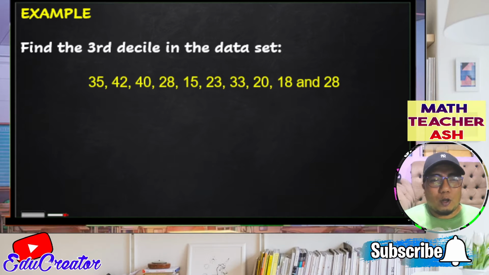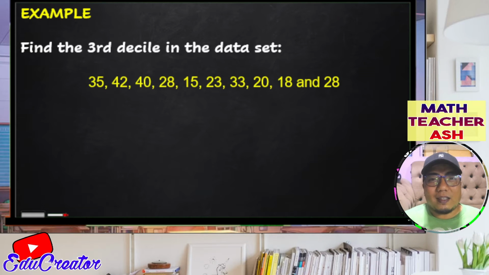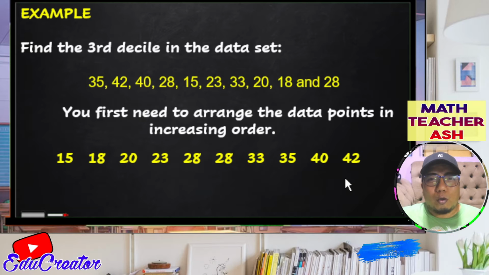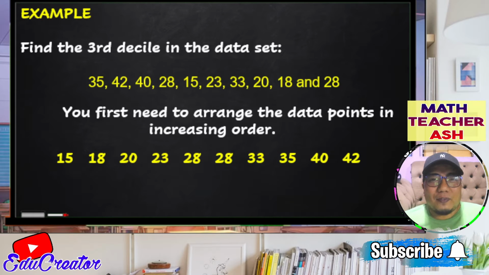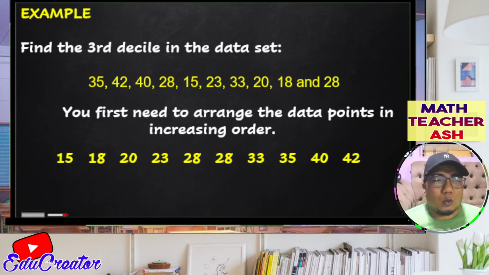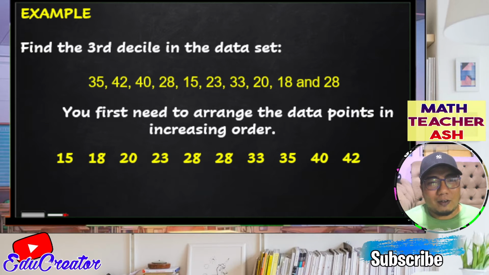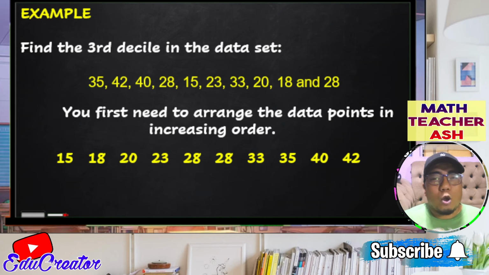For this example, we have: find the third decile in the data set. Given 35, 42, 40, 28, 15, 23, 33, 20, 18, and 28. Of course, the first thing we need to do is to arrange the given data. By doing so, we have 15, 18, 20, 23, 28, 28, 33, 35, 40, and 42. Considering the number of elements n in our data, we have 10.